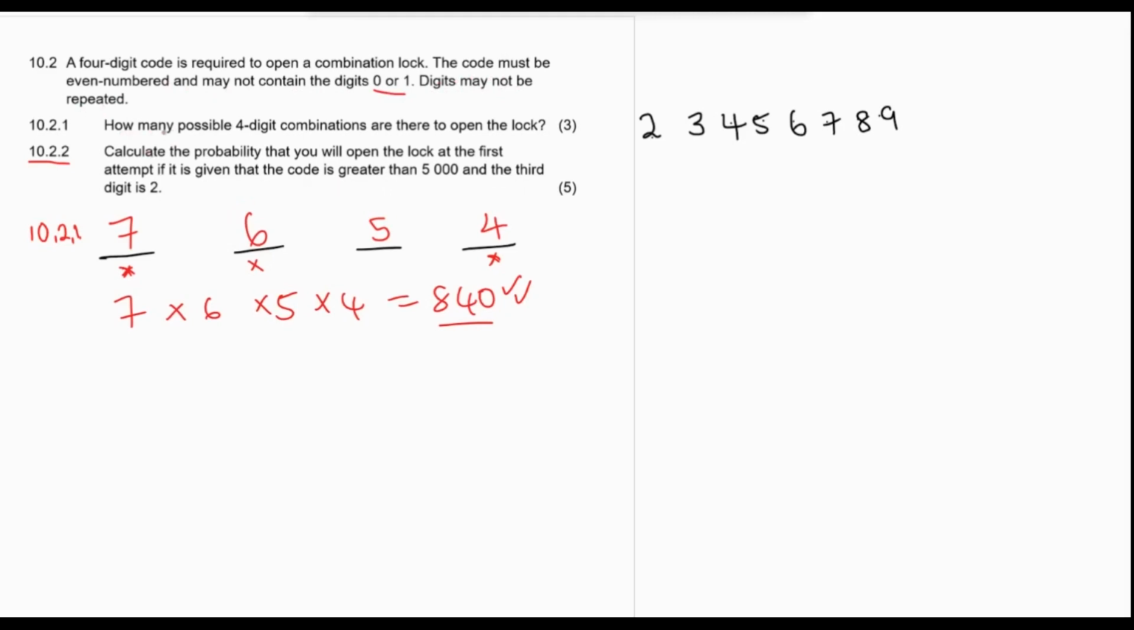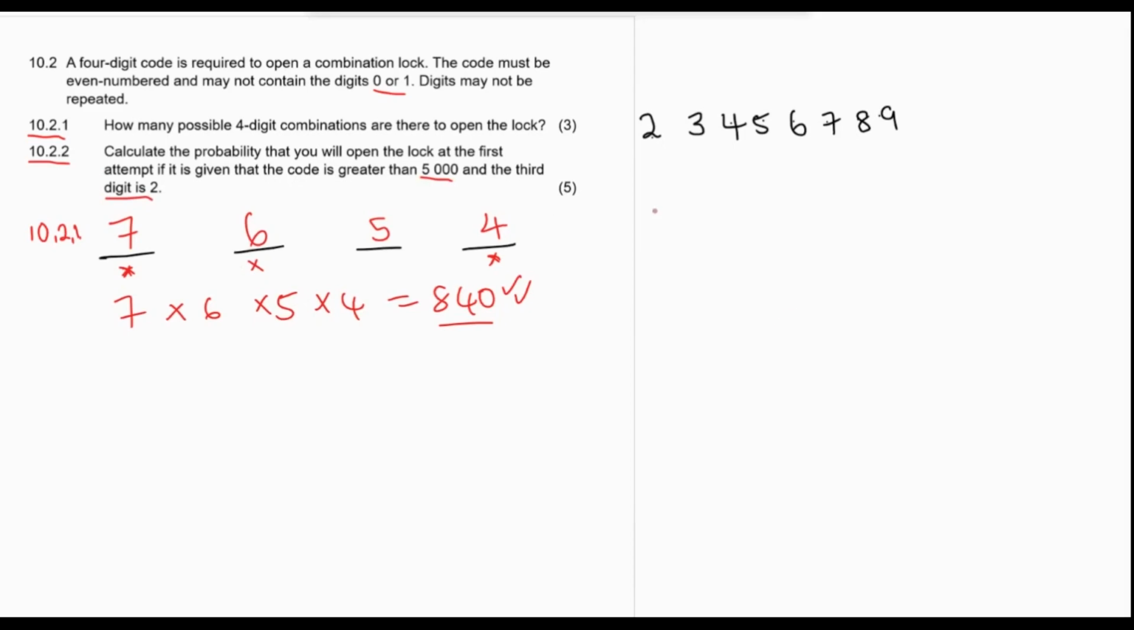Right? We managed to find the possible 4-digit combinations in question 10.2.1. Now, it says, calculate the probability that you will open the lock at the first attempt if it is given that the code is greater than 5000 and the third digit is 2. Right, so we have different situations here.